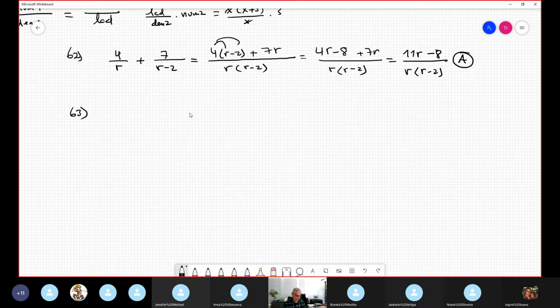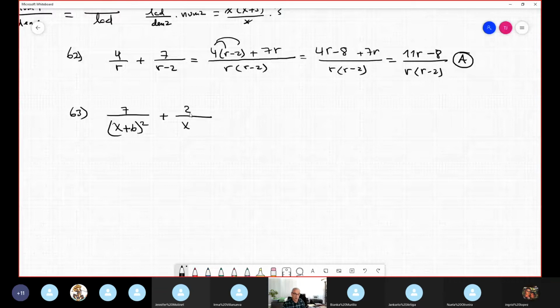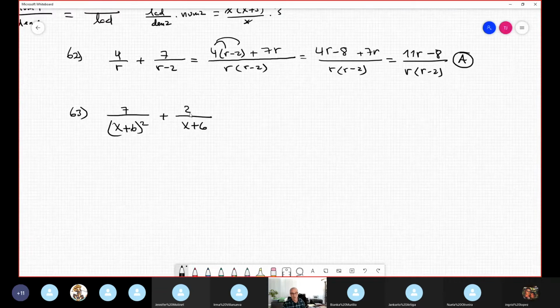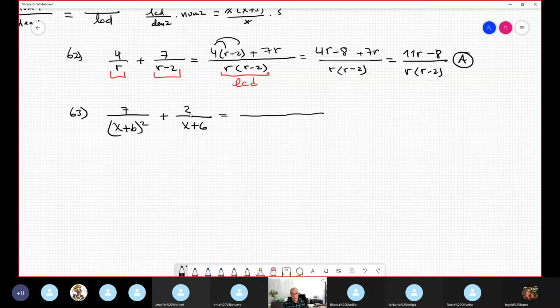63. 63 is 7 over, this is a little bit confusing, x plus 6 squared, plus 2 over x plus 6. In this case, we have repetition. In the previous case, no, it was completely different: r and r minus 2. You take both together. This is my least common denominator. But in this case, no, because we have repetition: x plus 6 squared and x plus 6 not squared. And the least common denominator, remember, is the majority. When you have repetition, you take the majority.